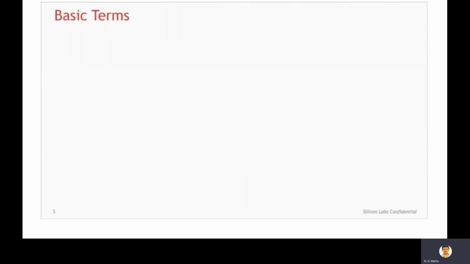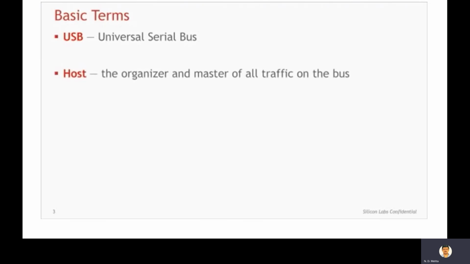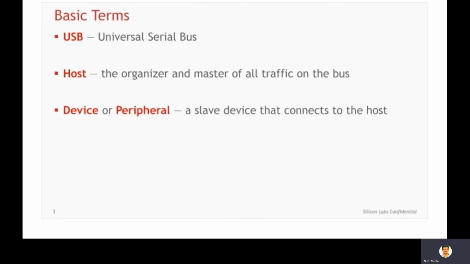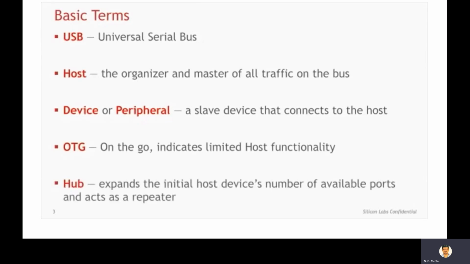Let's first go over some of the basic terms. The first is USB, which stands for Universal Serial Bus. A host is the master of the USB system. The host coordinates and initiates all of the traffic on the bus. The peripheral is the slave of the system and communicates with the host only when the host has an outstanding transaction. OTG stands for on the go and has limited host capability. A hub is an expander of the host ports. In addition, a hub acts as a repeater in that it increases the distance a device can be away from the host.